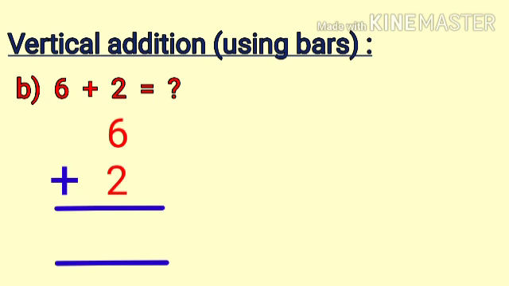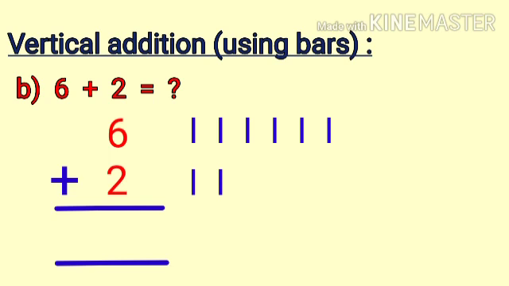Understood, children? Next, we have to draw vertical bars to represent these two numbers. For that, first we should draw 6 vertical bars to represent first number because it is 6. Next we should draw 2 vertical bars to represent the second number 2.